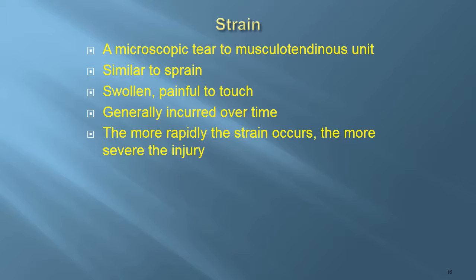A strain is a microscopic tear to the musculotendinous unit. It is similar to a sprain. The area is swollen and painful to the touch. It is generally incurred over time. The more rapidly the strain occurs, the more severe the injury.